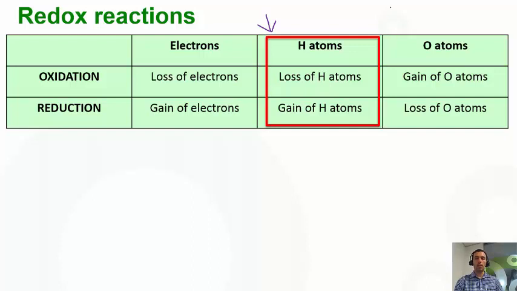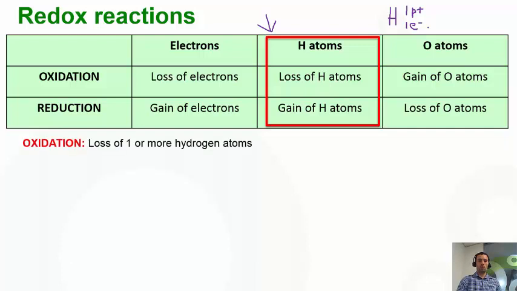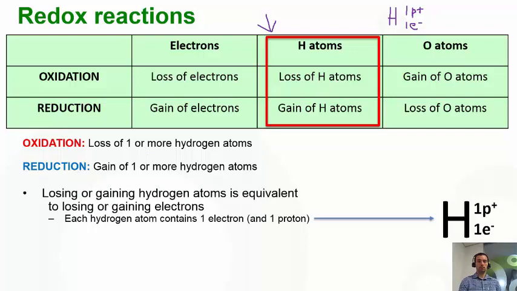When you lose or gain a hydrogen atom, that is equivalent to losing or gaining electrons, because each hydrogen contains one proton, which is one positively charged subatomic particle, and also one electron. So by losing or gaining a hydrogen, you're actually losing or gaining electrons as well. So for oxidation, this is where there's the loss of one or more hydrogen atoms, whereas reduction is the opposite. The compound will be gaining one or more hydrogen atoms.